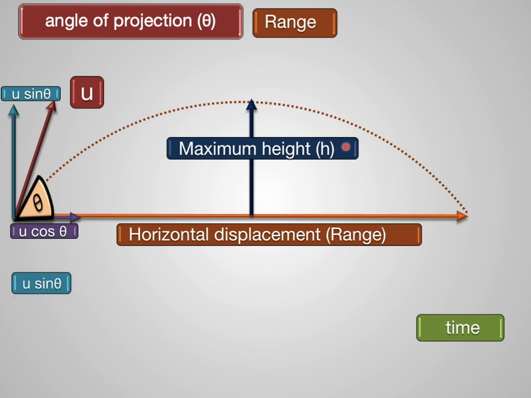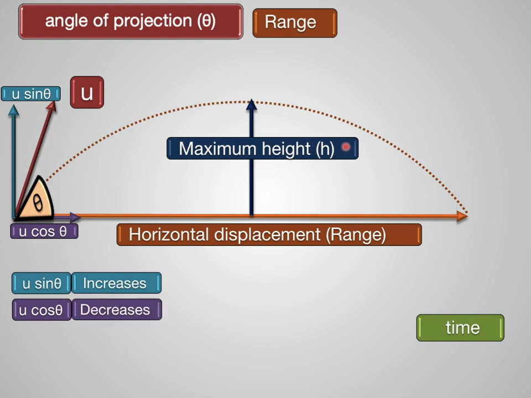As theta increases, what will happen to sin theta? The sin theta value also should increase, because sin 0 is 0 and sin 90 is 1. What will happen to u cos theta as theta increases? Cos theta will do the reverse, because cos 90 is 0 and cos 0 is 1. So it's exactly opposite to sin theta. u cos theta has decreased, but still I'm not sure about the time.